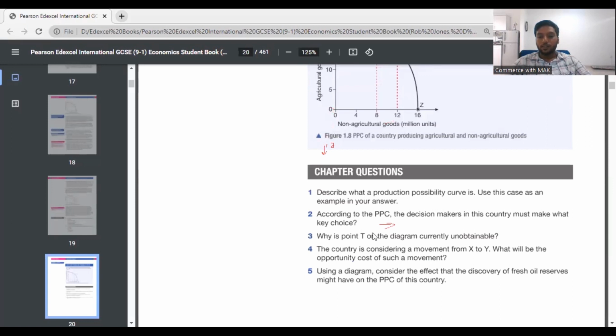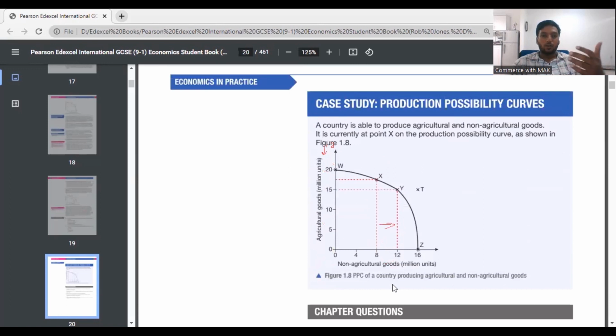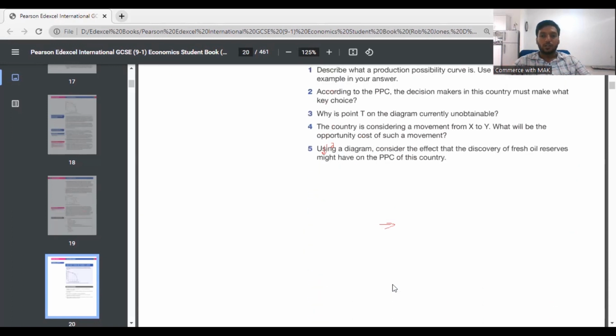Using a diagram, consider the effect that the discovery of fresh oil reserves might have on the people of the country. The country will grow to a great extent, and this will shift the PPC curve to the right. That's what they are trying to ask.